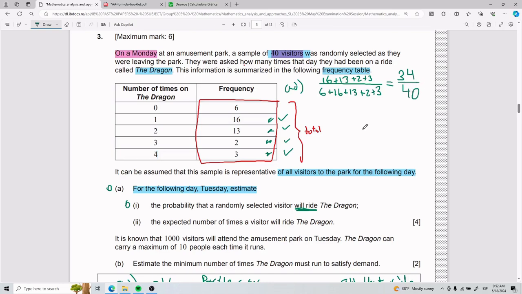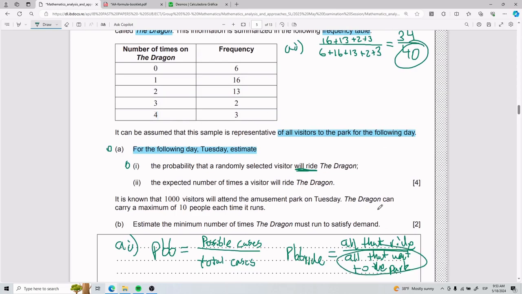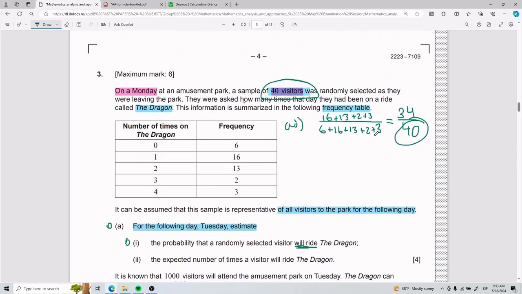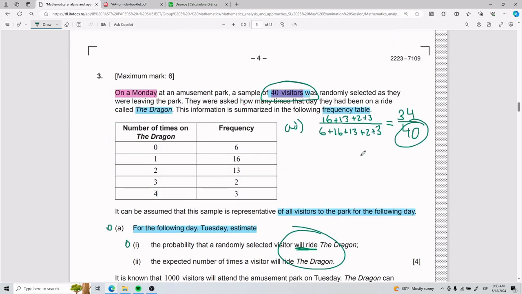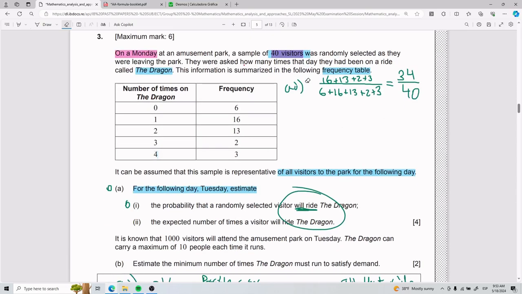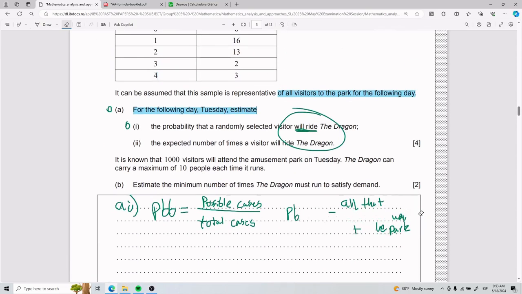The other way to do it, a quicker maths sort of approach, is that they tell you it's 40 visitors. So your total has to be 40. All that went to the park were 40. And they're only asking for those that will ride the Dragon. So which ones don't ride the Dragon? 6 of them don't ride the Dragon. So you can do 40 minus 6, which gives you 34. So that is a slightly quicker way to find 34 over 40. I don't know if it's that much faster, but I do want you to see it as an option. Anyways, for part A(i), the answer is 34 over 40. That is the probability that they will ride the Dragon.